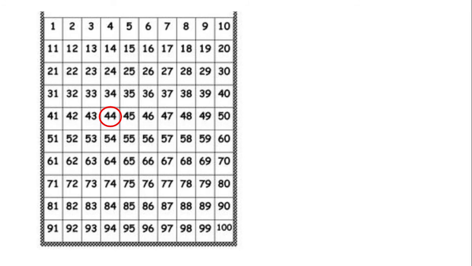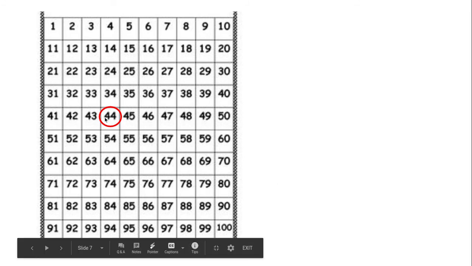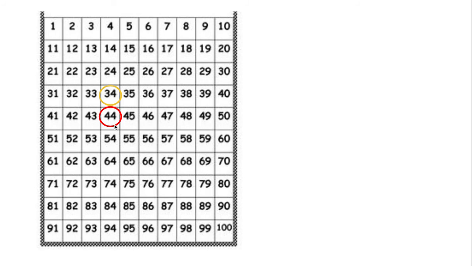Okay, so 10 less, we're going to go straight up to find 10 less, and that's going to be 34. And then 10 more, I'm going to go straight down, adding one group of 10, and I'm going to have 54. Notice that the ones never change, just the tens change. All right, and here's our last one.